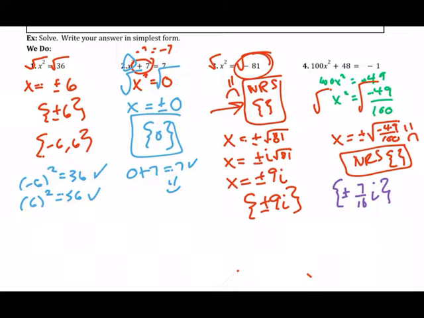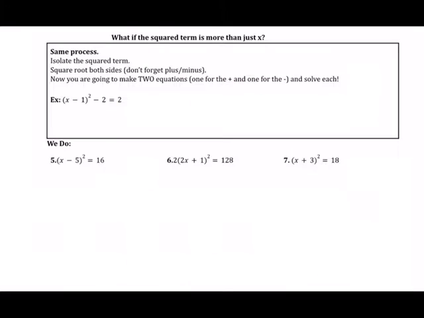So in all of the examples that we just did, the squared term was simply x squared. We had to isolate x squared, then we square rooted both sides, and then we solved. But the question that should arise is, well, what happens if the squared term is more than just x? If it's not just x squared, but it's something slightly different. How do we simplify a problem like that?